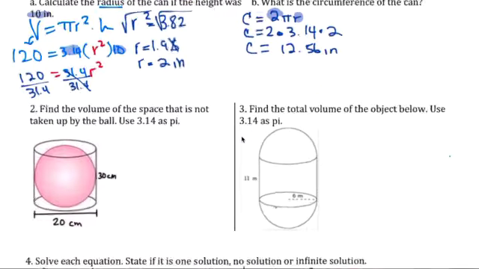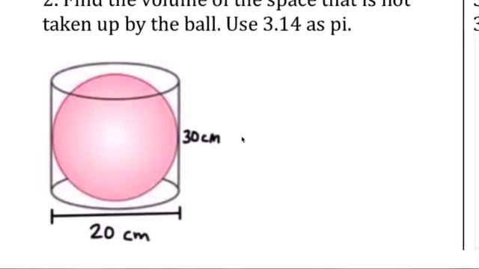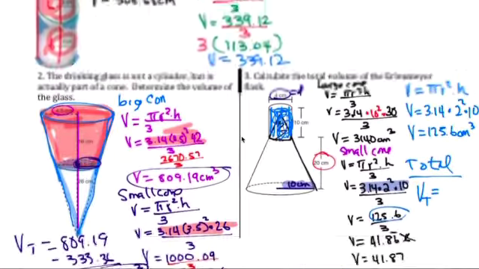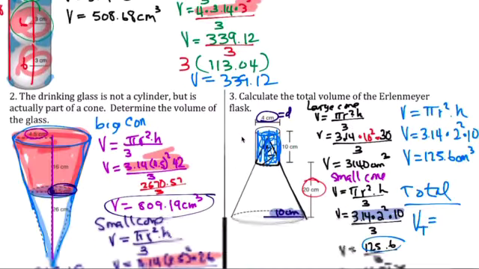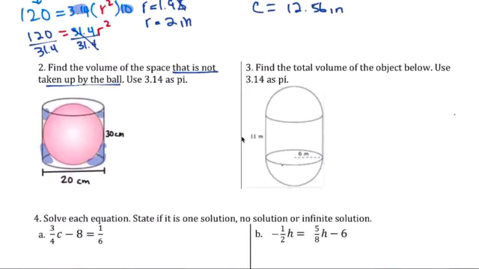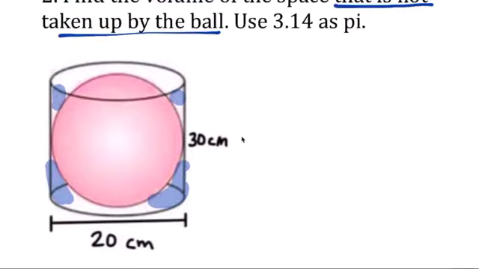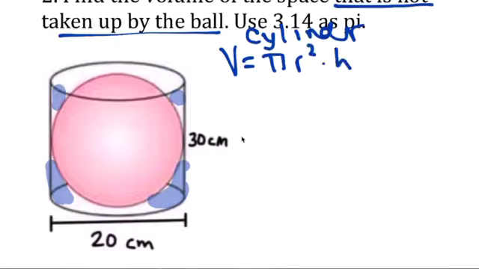Okay. So here's the two volumes. You're going to subtract because you find the volume of the space that is not taken up by the ball. So just like the other video from yesterday, it is this one, which is this one here. You're trying to find the empty spot. The nice thing about this is there's only one sphere or one ball. Let's find the volume of the cylinder first. So we're doing the cylinder, and volume of a cylinder is pi r squared times height.